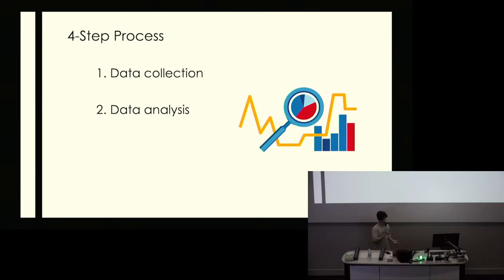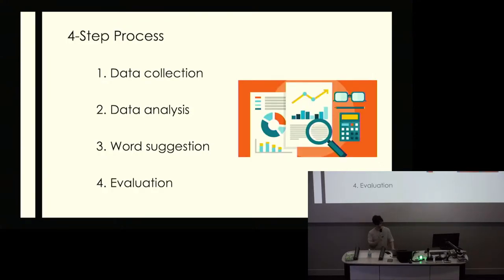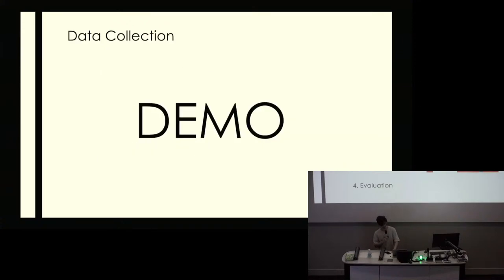Then our data analysis will be the second part of the project, where we'll use this parsed data from the TypeRacer API to find out people's performances and times on these morphemes. Then we'll have word suggestion, for the typing test. How do we decide what words to give to the user when we find out what morphemes people struggle with? And finally, evaluation. Just evaluating the project, I suppose.